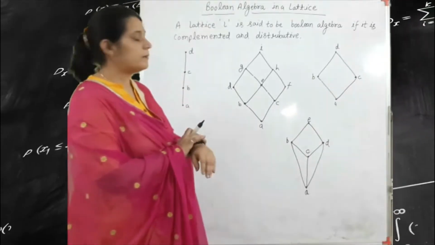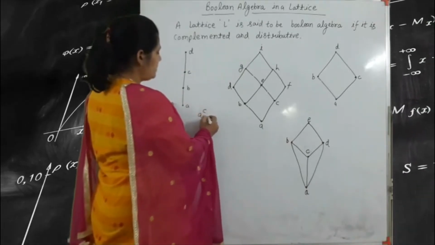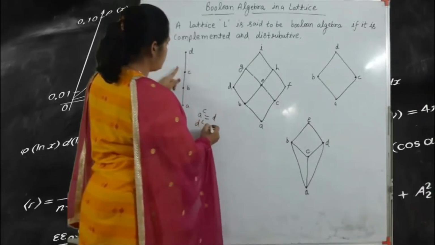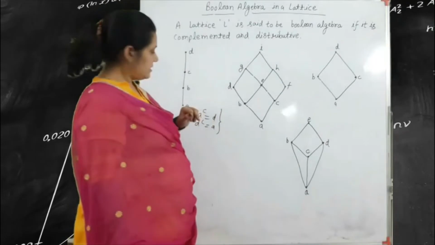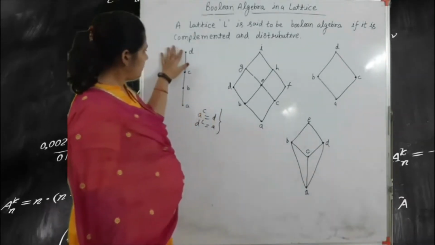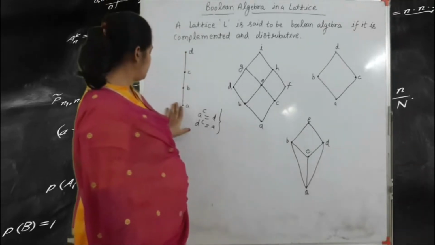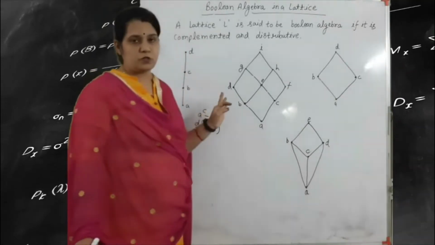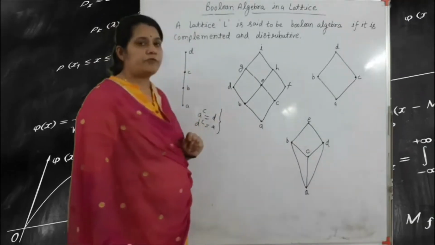That means here the complement of A is equal to B, and the complement of D is equal to A. Okay, that is, the complement of the top upper bound and the lower bound. So the complement of the upper bound is equal to the lower bound, and the complement of the lower bound is equal to the upper bound. So the complement of A is equal to B and the complement of B is equal to A.